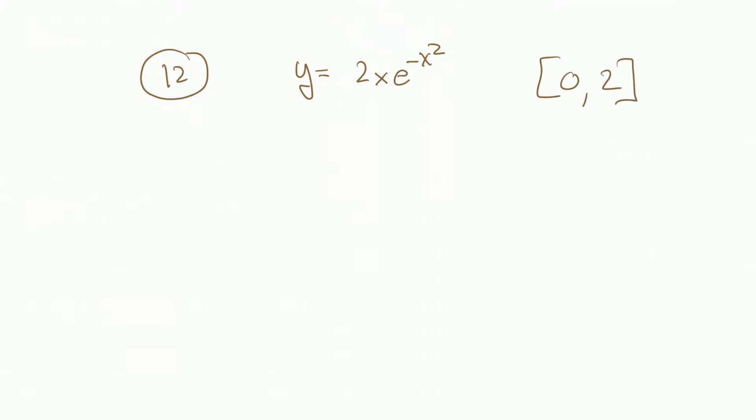So give me a sec. Let's take a look at 12. y is equal to 2x e to the negative x squared. And this is going to be between 0 and 2. Did I get it all right? Okay.